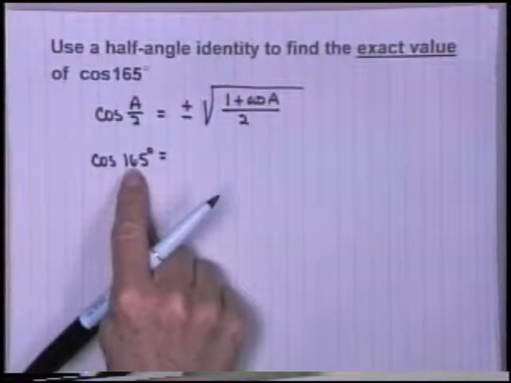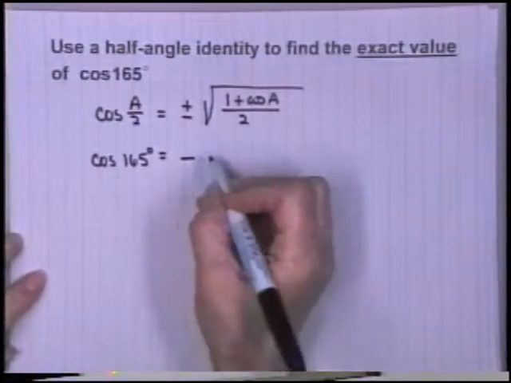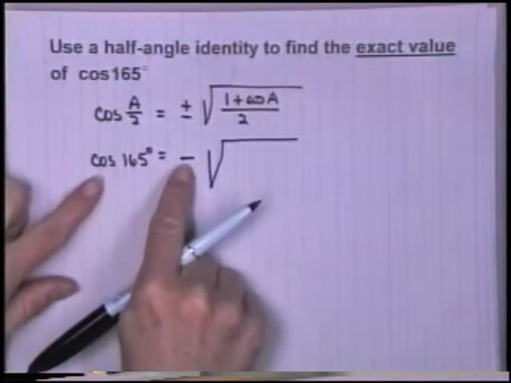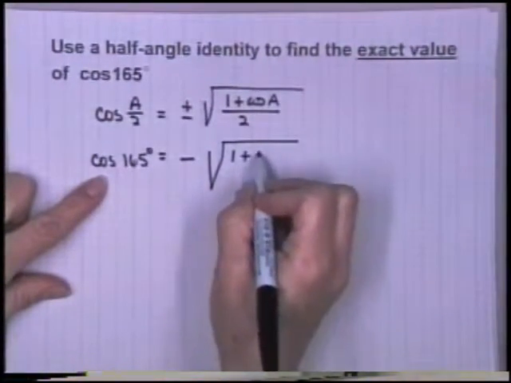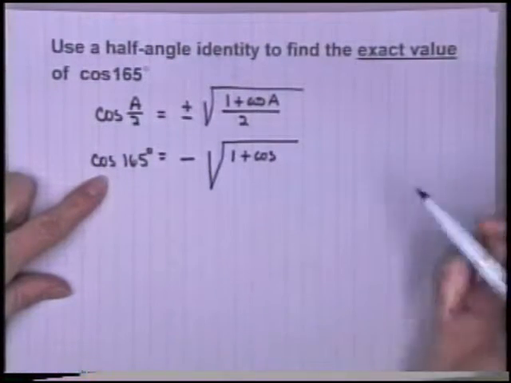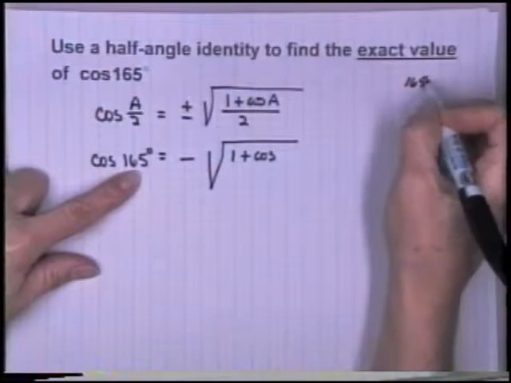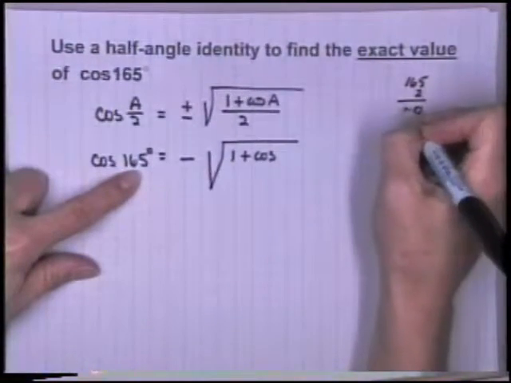Now, which quadrant is 165 degrees in? That's in the second quadrant, isn't it? And in the second quadrant, my cosine value is negative. So here, I want the negative square root so that my cosine value will be properly negative. Now here I've got 1 plus the cosine, and I need to do what? I need to multiply this 165 by 2 to get what goes over here.